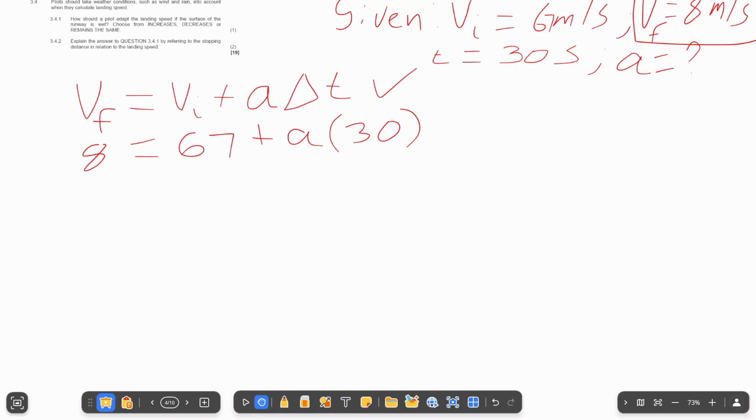From here I must also mention, if you can solve this just by saying A is equals to, and then you write the final answer, that is great. This is not mathematics. We don't really need to see how you solved for A. We just want you to solve for A. If you can do that in your head, it's still fine. But here you can see, if you take 67 to the other side, it will be 8 minus 67. You divide it by 30, and then you get your answer.